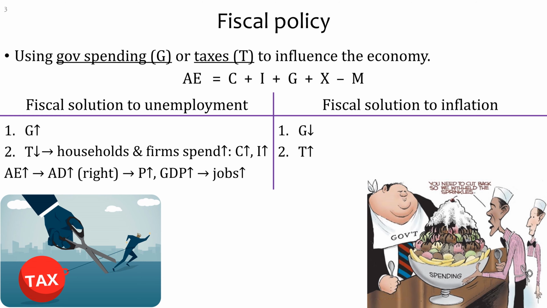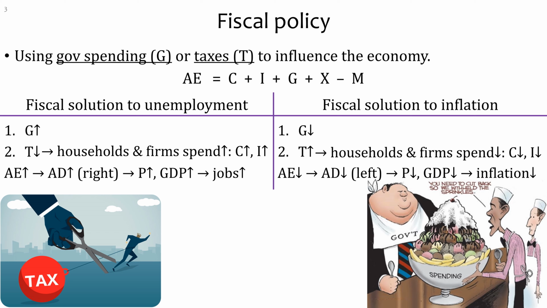On the other hand, the solution to inflation is exactly the opposite: either spend less or tax more. So if you tax more, the disposable income is going to decrease, so consumption and investment would go down. And if G goes down, again, you get direct influence on aggregate expenditure. Either way, less spending, less demand, and the new equilibrium is going to have a lower price and lower GDP. Lower price means lower inflation.